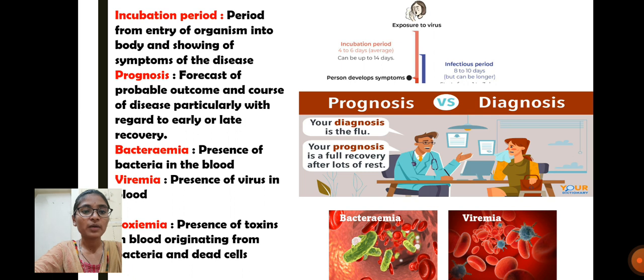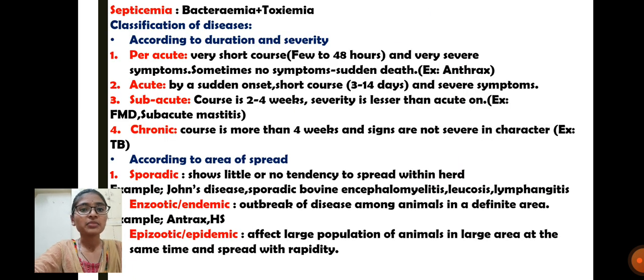Bacteremia is presence of bacteria in the blood. Viremia is presence of virus in the blood. Toxemia is presence of toxins in the blood. What is septicemia? Septicemia is both bacteremia plus toxemia.